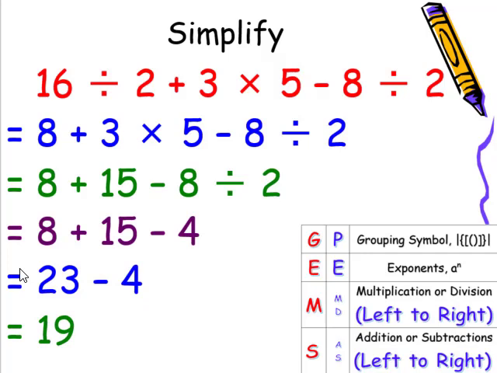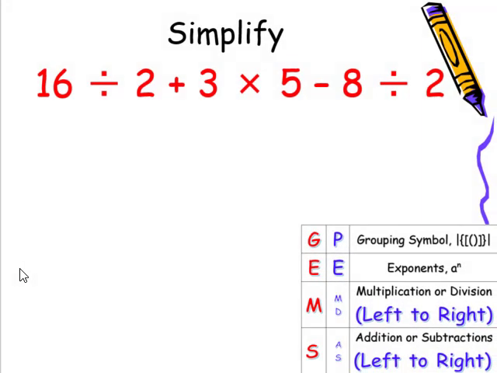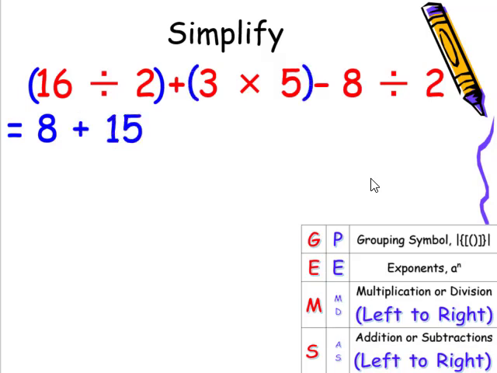A quicker way to do this one is, since we know that there are no grouping symbols and no exponents, we'll divide, then we'll multiply, and then we'll divide again. Then all we have to do is do the addition first, since it's on the left side, and then subtract.